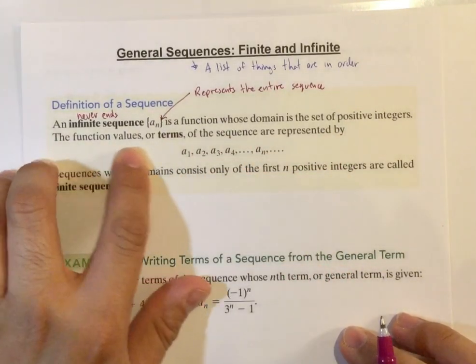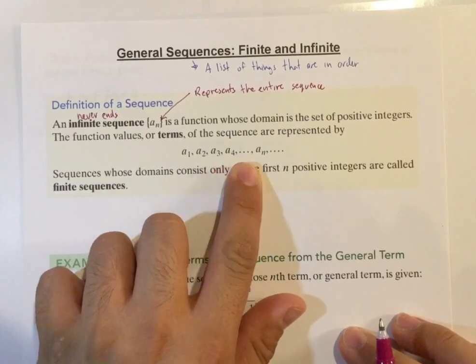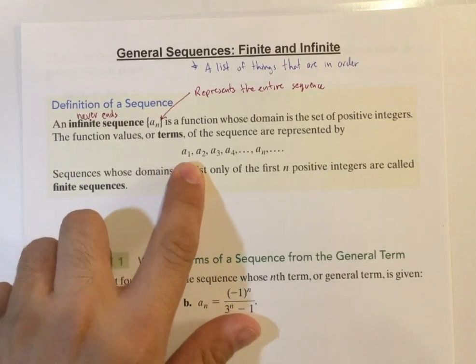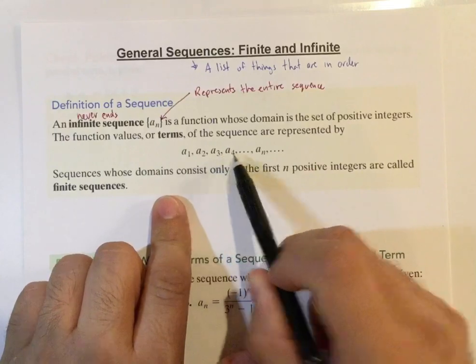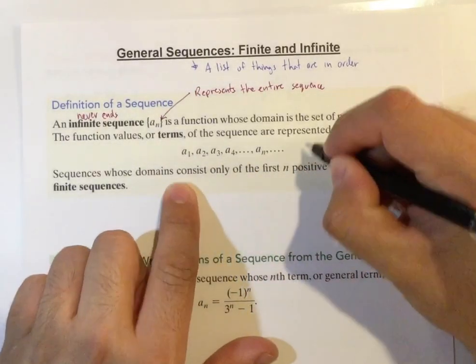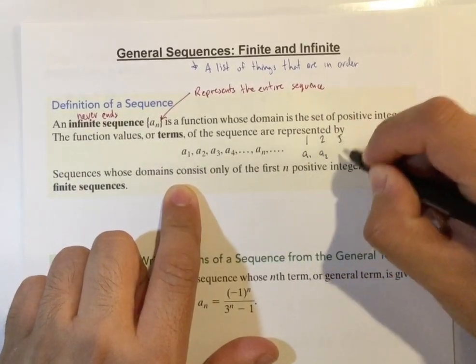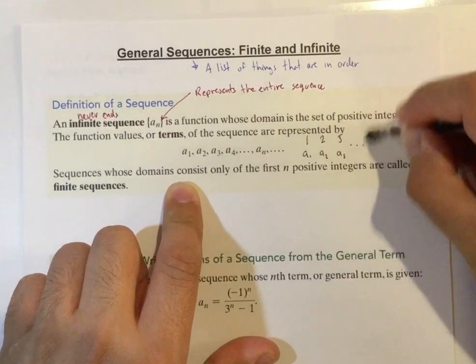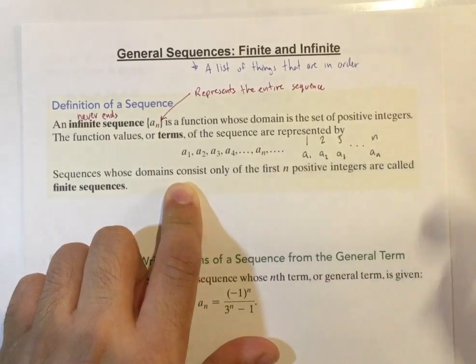Then it goes on to say the function values or terms of the sequence are represented by here. So a sub 1, a sub 2, a sub 3, a sub 4, dot, dot, dot, all the way to a sub n, which means it just kind of goes on forever. So pretty much a sub 1, a sub 2, a sub 3, a sub 4, you can list that as values, like the subscript 1, 2, 3, 4, that's the position of each one. So my first term is a sub 1. My second term is a sub 2. My third term is a sub 3, all the way to my nth term is a sub n. So this tells the position and this tells the actual value.